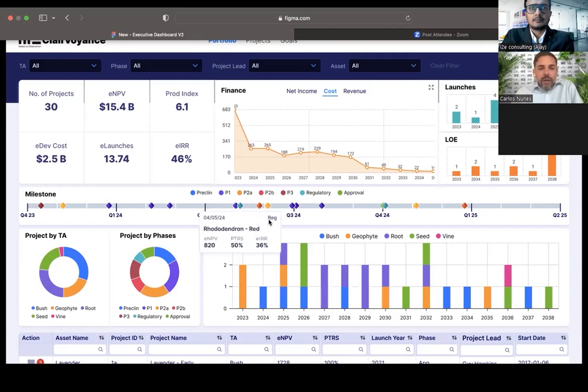going to submit in this period, 24. And we'll have an NPV of 820, PTRS of 50, ER of 36. And then if I wanted to do any interactive click-through, I could go to rhododendron, for example, and look at specific information. So that's a possibility. Again, I'm just in a mock-up, so it's not fully active on this view, but those are the kinds of capabilities that we could easily custom build into any of these views.